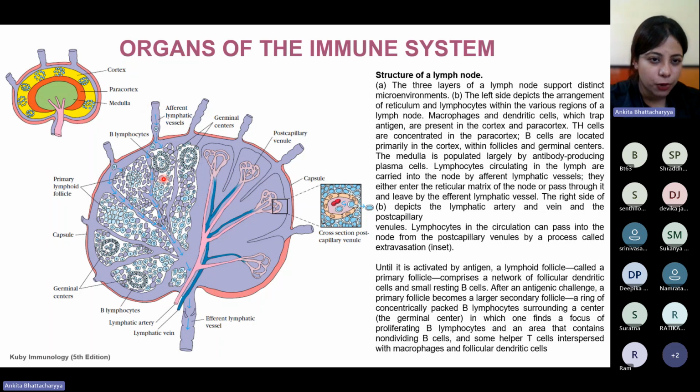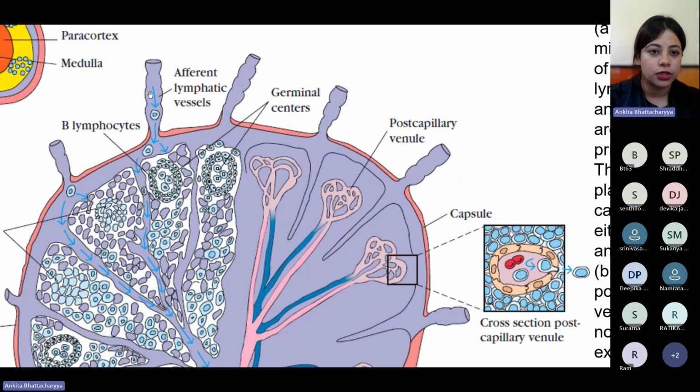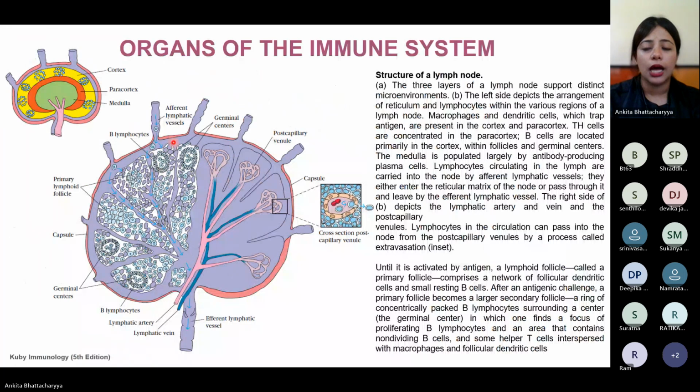So that is what you see. I'm not sure if it's visible. Yeah, so this is what is bringing them in. And then what you see, they either enter the reticular matrix of the node or they pass through it and they leave by the efferent lymphatic vessel. So either they will enter here, and if they don't encounter their specific antigen or their cognate antigen, cognate is the term which is used particularly in immunology. Cognate means it's specific. So a receptor has a cognate antigen. And antigen antibody interactions are occurring because they are cognate or specific for each other. It's just the semantics, the correct terminology that is used.